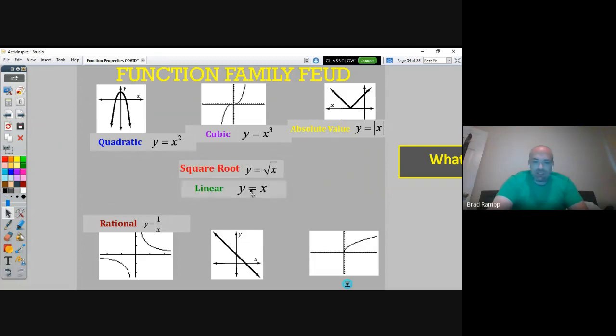That's that one. Linear, that's the easiest. X is always to the 1st power. And then square root, it looks like an eyebrow, and of course it has square root in the equation.